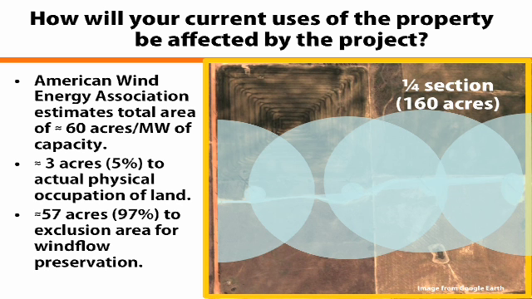Now, many people look at that statistic and go, whoa, you're going to take up 60 acres of my property with every one of these turbines? No, that's not what they mean. What they mean is you need 60 acres of open space so that there's nothing interfering with the wind flow to the turbine. Now, of that 60 acres, per megawatt by the way, only about 3 acres are actually occupied.